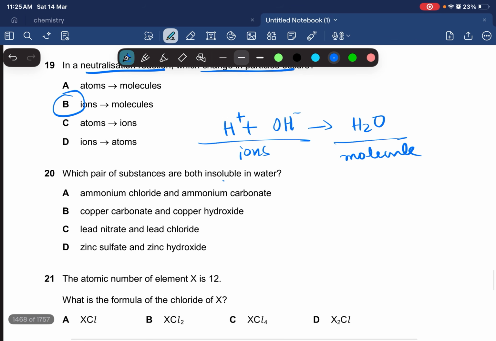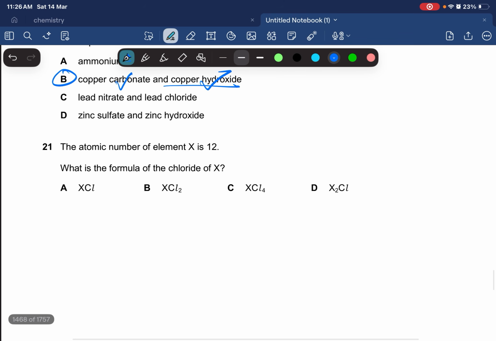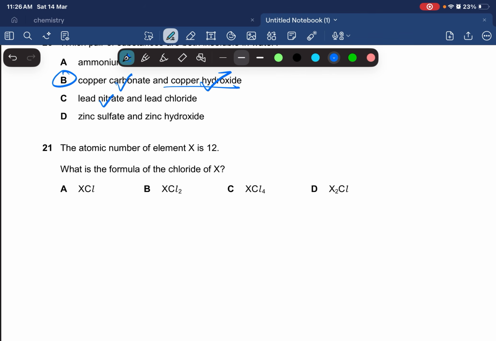Which pair of substances are both insoluble? Ammonium chloride, no. All ammonium salts are soluble. Copper carbonate, yes. Copper hydroxide, yes. Because you know all carbonates are insoluble, and the hydroxides of the transition metals are also insoluble. Lead nitrate soluble, zinc sulfate soluble.